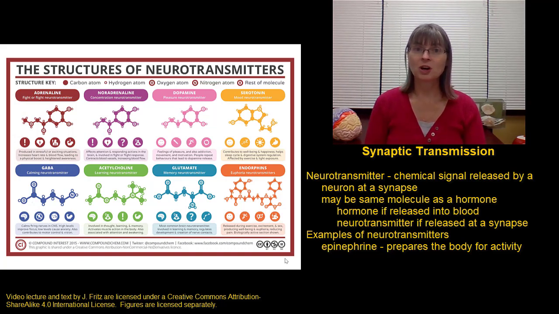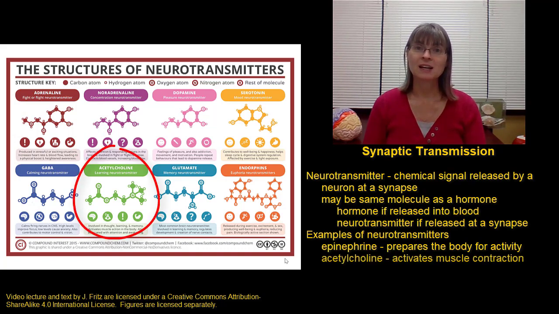Another neurotransmitter we've talked about already is acetylcholine. Acetylcholine is the neurotransmitter that's released by motor neurons at the neuromuscular junction in order to trigger contraction in a muscle fiber.